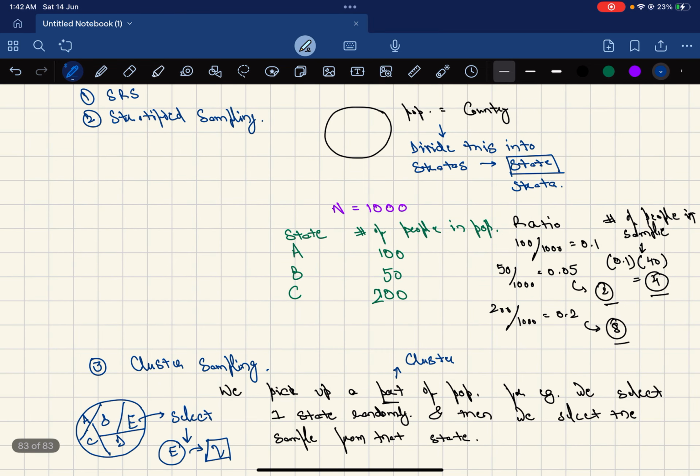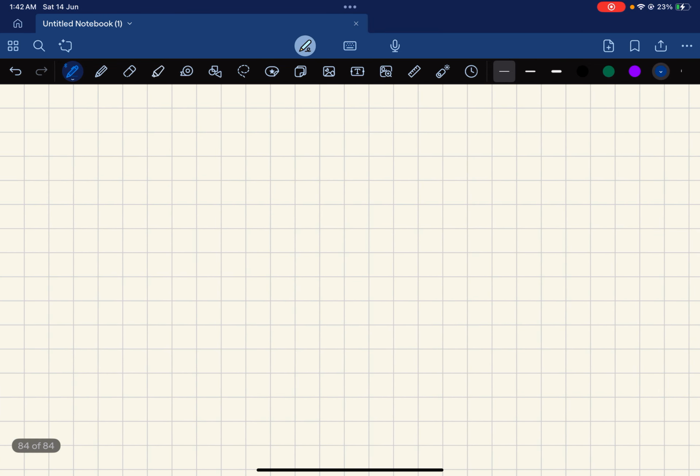Now moving on, we would be looking at the non-probability sampling methods. Here the first method is called convenience sampling.